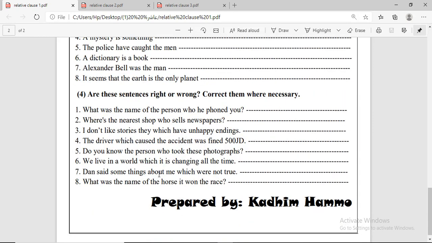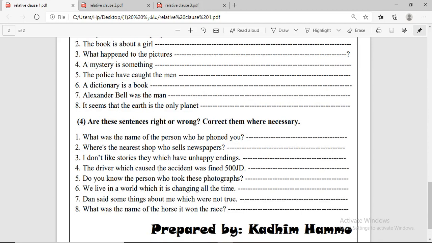Exercise 4. Are these sentences right or wrong? Correct them where necessary. Let's start with the first one. What was the name of the person who he phoned you? Where is the mistake here? What was the name of the person who phoned you, without mentioning he? Because he refers to the person. So delete he. The sentence will be, what was the name of the person who phoned you?